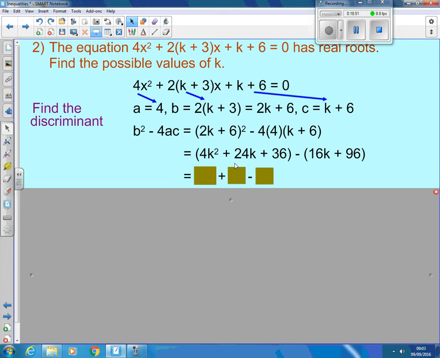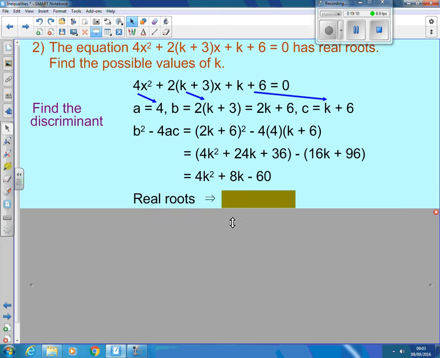So now, let's do the subtraction. 4k squared, onto the k squared there, so it is 4k squared. 24k minus 16k is plus 8k, plus 36 minus 96 is minus 60. So that's my discriminant. Right, with real roots, you've got to be careful.